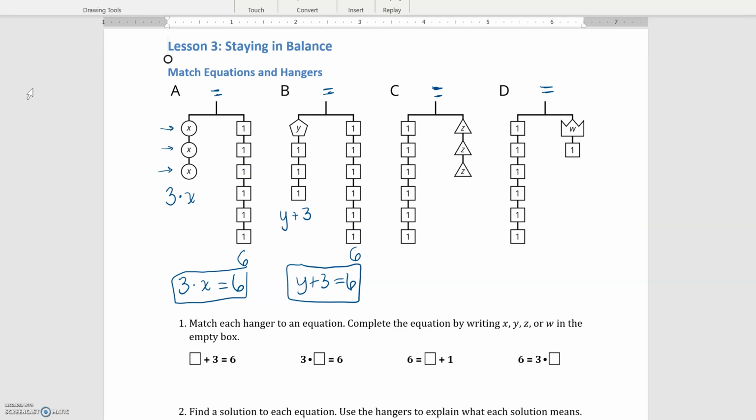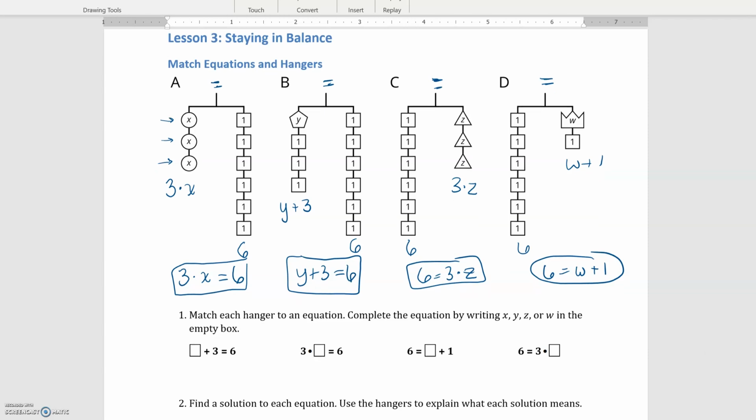So using that logic we did for A and B, think about to yourself what C and D would be. Pause here, and then write what you think, and then continue when you have an answer for C and D. So those are the two equations for C and D. C represents 6 equal to 3 groups of z, or 3 times z, and then D represents 6 equal to w plus 1.